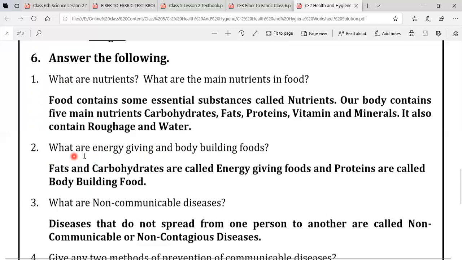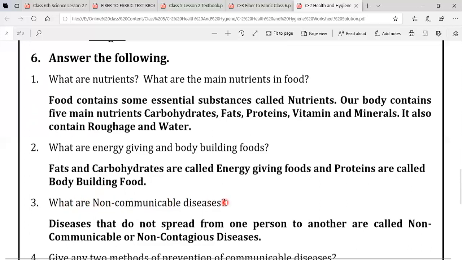What are energy giving and body building food? Fats and carbohydrates are called energy giving food. Why? Because these fats and carbohydrates provide us energy. So they are called energy giving food. Next, proteins are called body building food. Why? Because proteins will help our body to grow. So they are called body building food.